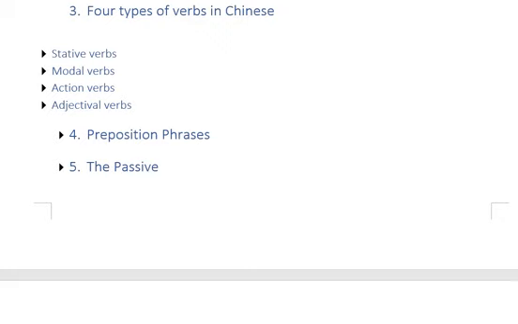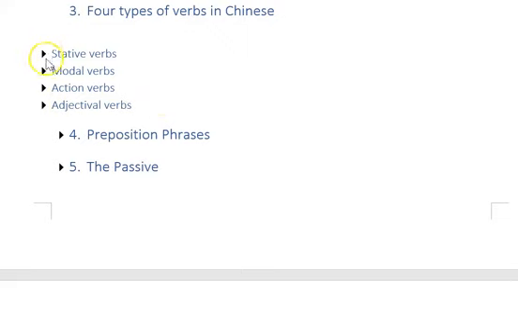another really important question, which is the type of verbs in the Chinese language. There are 4 types of verbs in Chinese. 3 of them are very similar to English. The first is stative verbs. The second is modal verbs. The third type is action verbs. And the last one, which is very special to Chinese, a new addition, is called adjective verbs. I'm going to talk about adjective verbs last.